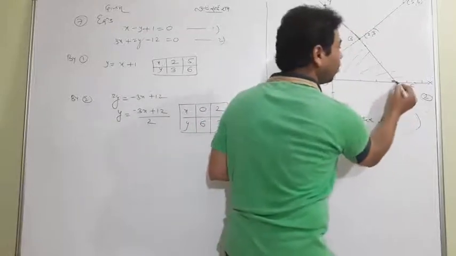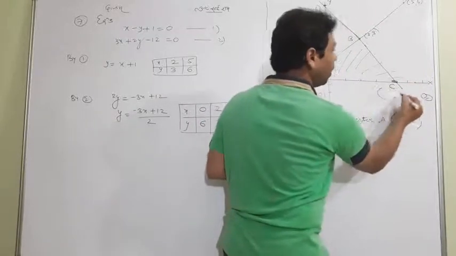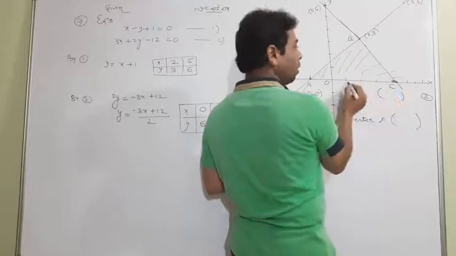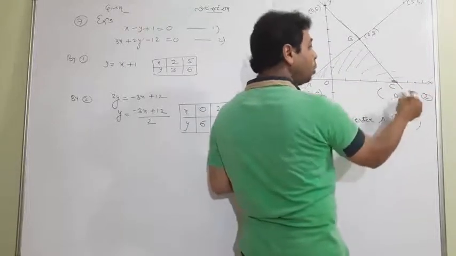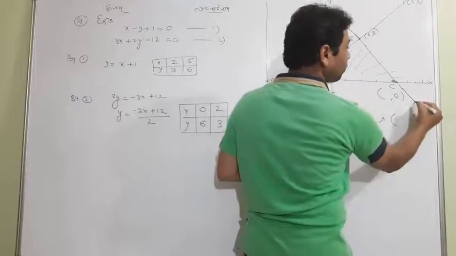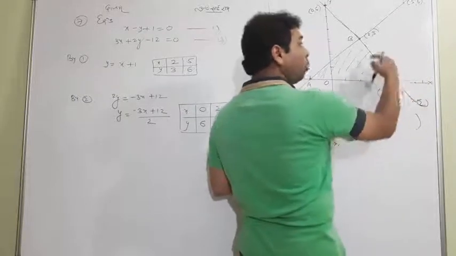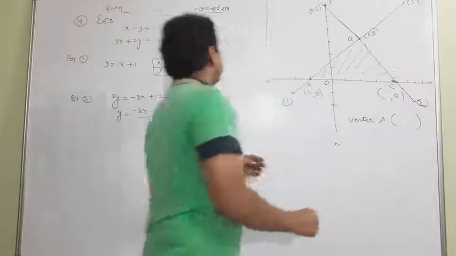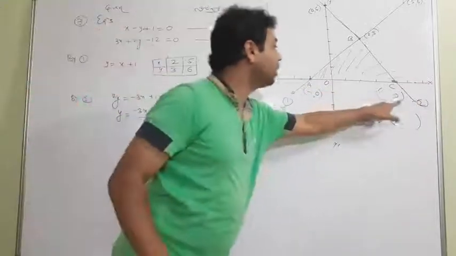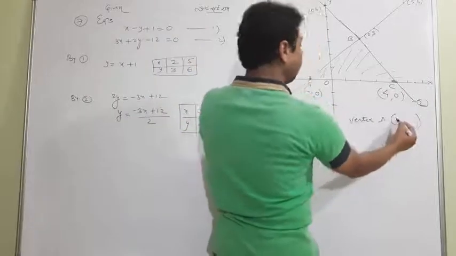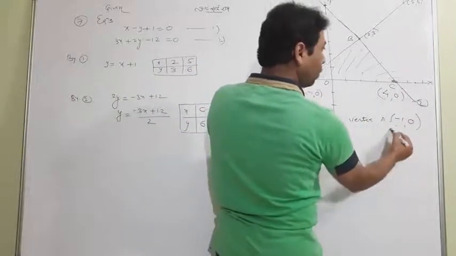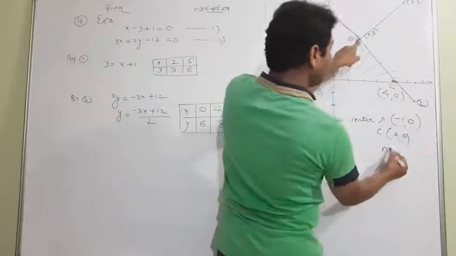You want to find this point. This is point C. Because point C is lying on the x-axis, y is equal to 0. This point C is also lying on line 2, so put y equal to 0 here, and x is equal to 4. So this is 4. Now vertex A will be (-1, 0), vertex C will be (4, 0), and vertex B is already (2, 3).